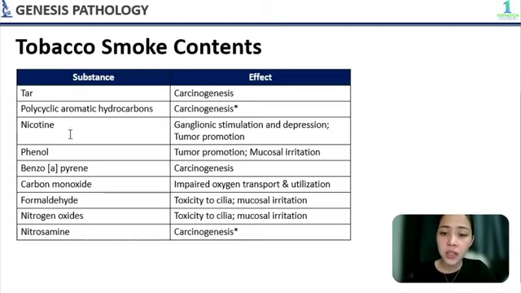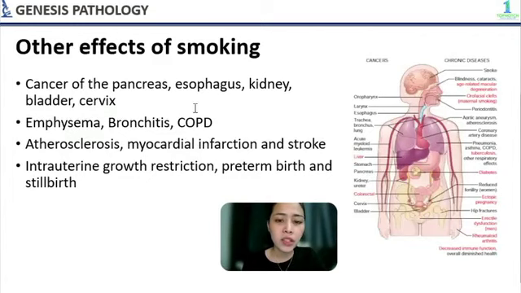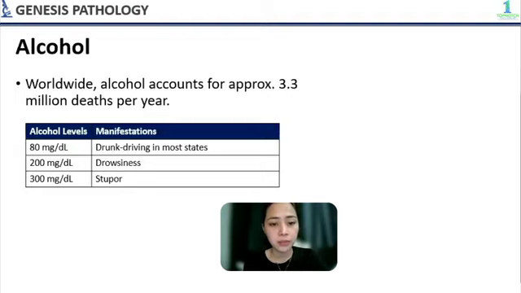So this is a table listing some of the important contents of tobacco smoke as well as their effects. So lang i-note, polycyclic aromatic hydrocarbons and nitrosamine, because they have been found to be directly involved in the development of lung cancer in humans. Other effects include an increased risk of cancer of the pancreas, esophagus, kidney, and bladder. So irritant din siya ng tracheobronchial mucosa, which may cause bronchitis, emphysema, and COPD. It is also linked to atherosclerosis and its complications like MI and stroke. And as mentioned, IUGR and stillbirth.